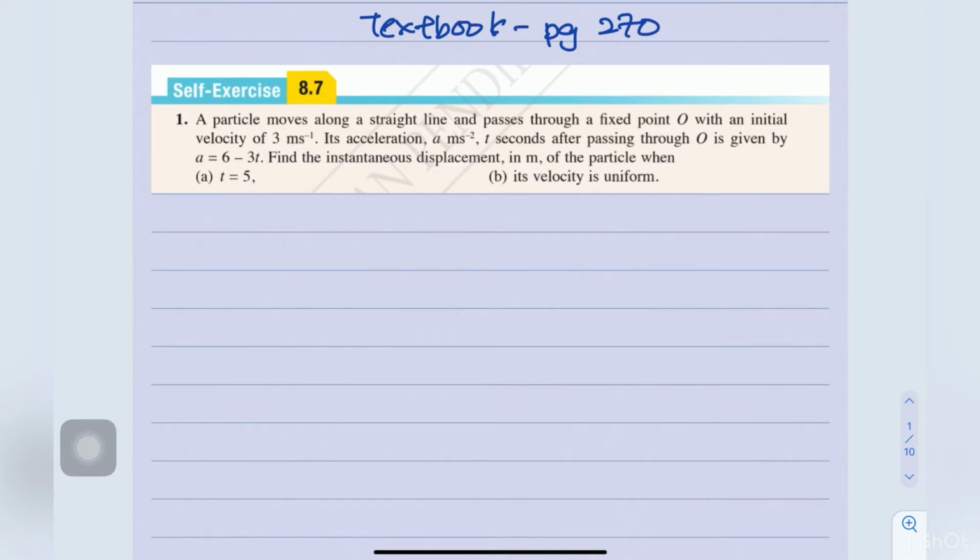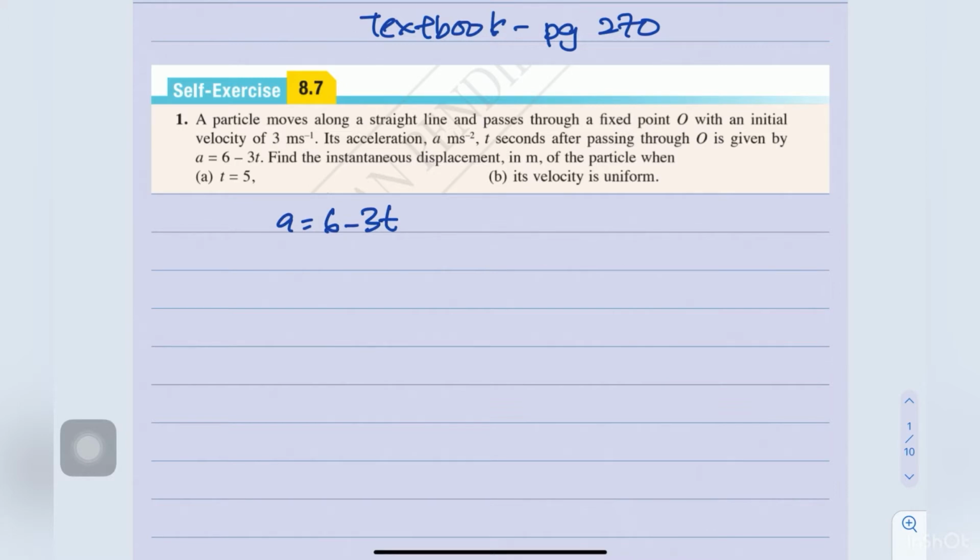A particle moves along a straight line and passes through a fixed point O with an initial velocity of 3 meter per second. Its acceleration a meter per second squared t seconds after passing through O is given by a equals 6 minus 3t. Find the instantaneous displacement.